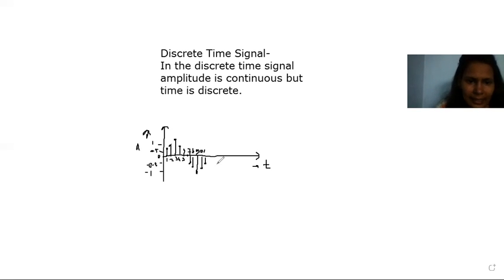So this signal is defined only for at 1 second, at 2 second, at 3 second. It is not defined for 1.5 second, 1.6 second, 4.5 second. So it is taking the finite values of time. In other words, we can say that in the discrete time signal, amplitude can take infinite values or continuous values, but time can take only discrete values, only finite values.